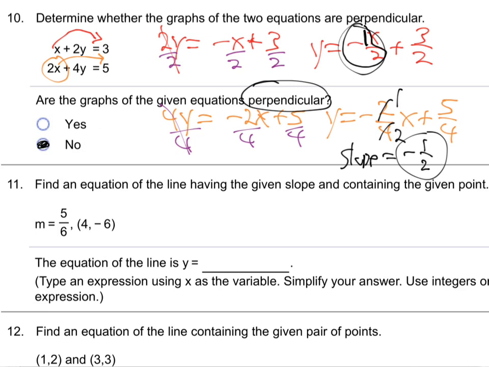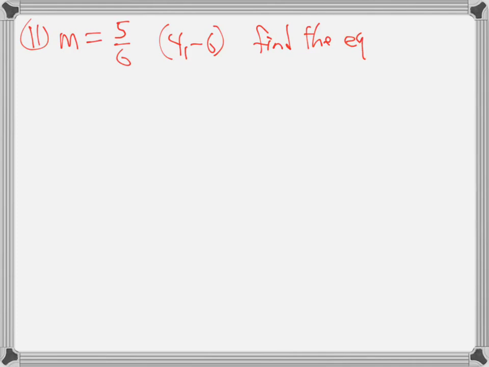11's important. So let me write it out. m equals 5/6, and the point is (4, -6). And they say those magic words, find the equation. How do we do it?